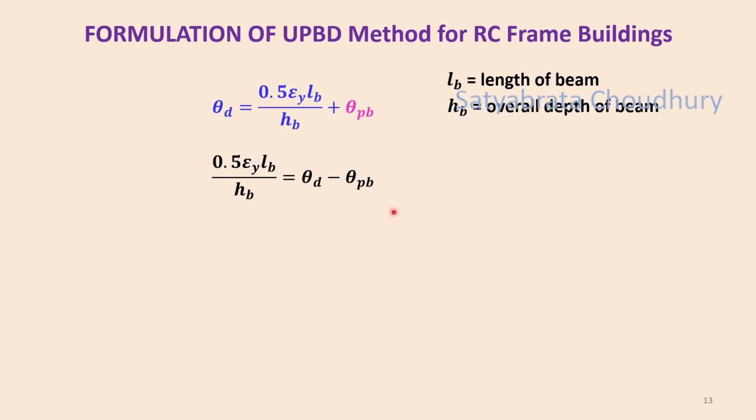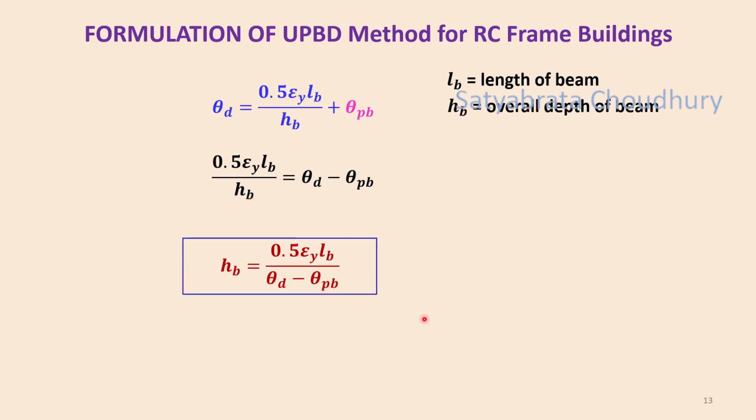and now we transpose the sides and take this part on the left hand side. So theta D minus theta PB. From this we can find out the value of HB. So HB equal to 0.5 epsilon Y LB divided by theta D minus theta PB. So this is your million-dollar equation which gives the depth of the beam.